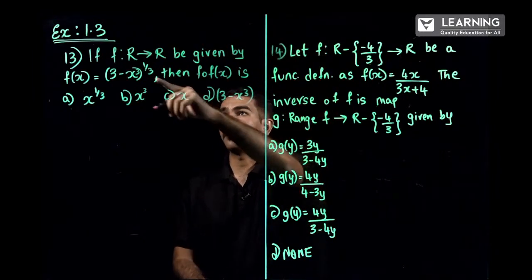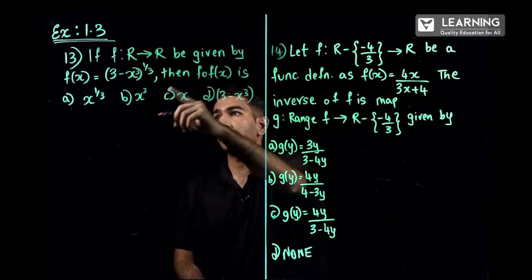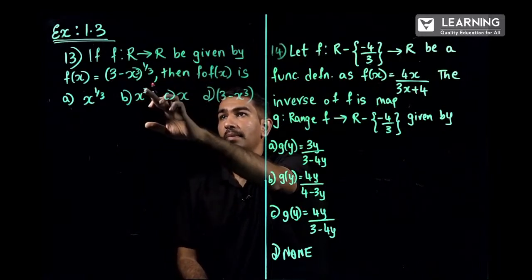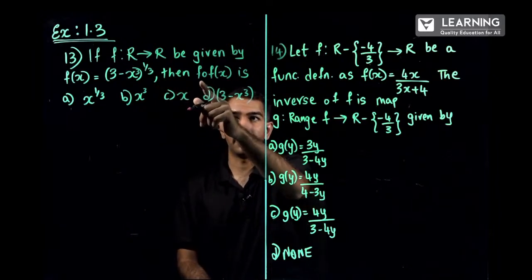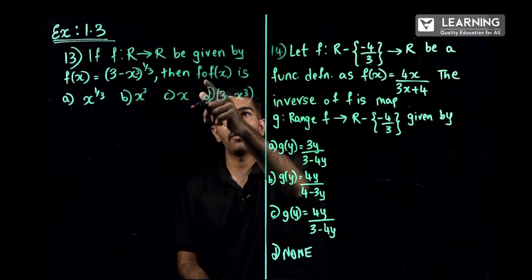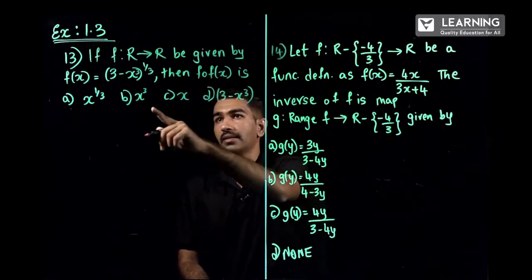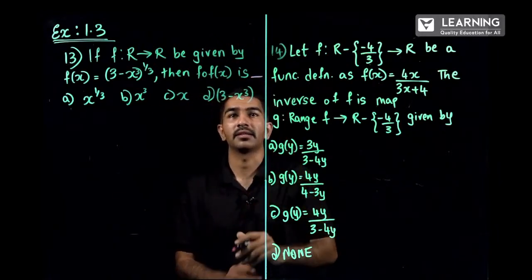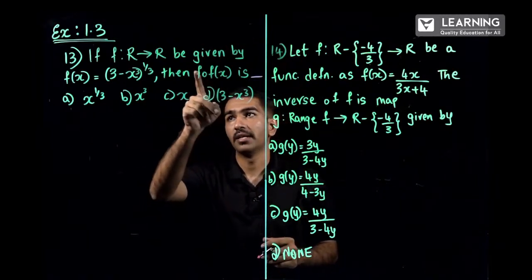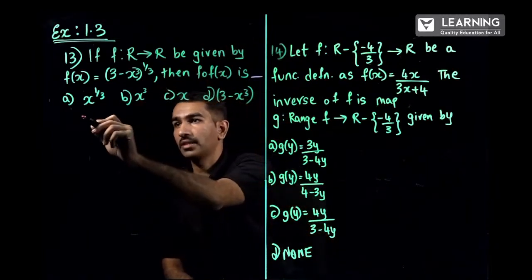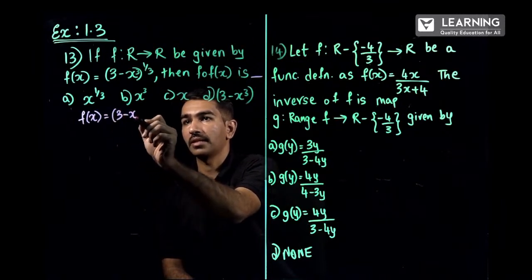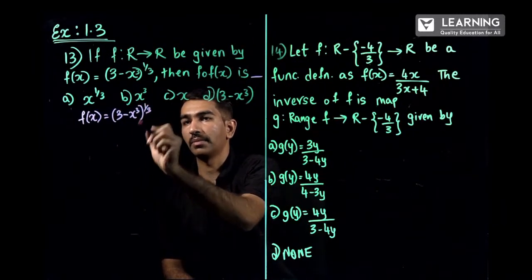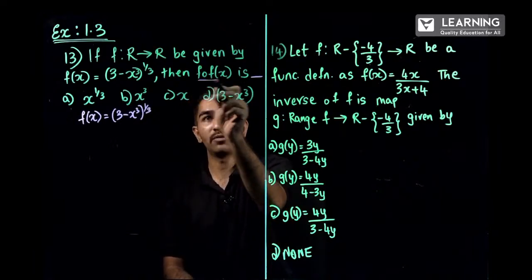So if f from R to R is given, f of x is given, students, as 3 minus x cube whole to the power of 1 by 3, then f of f of x is what they are asking. So it is dash, and they have given you 4 options. So first let us see what is f of x. F of x is nothing but 3 minus x cube whole to the power of 1 by 3. Now what should we find out? We have to find out this, right?